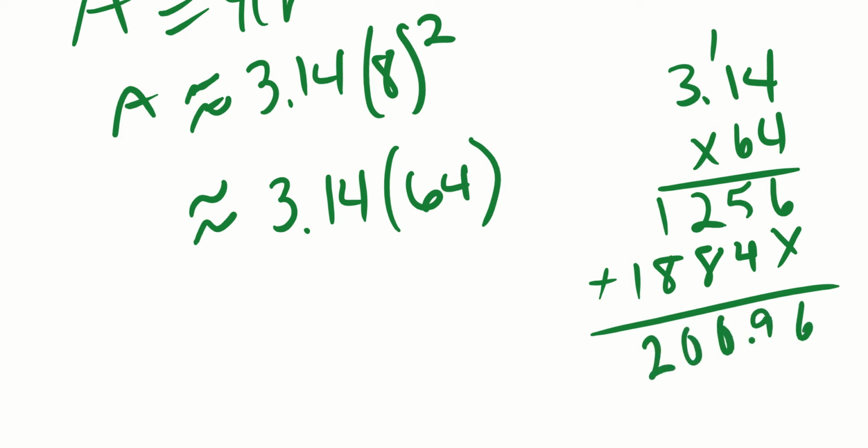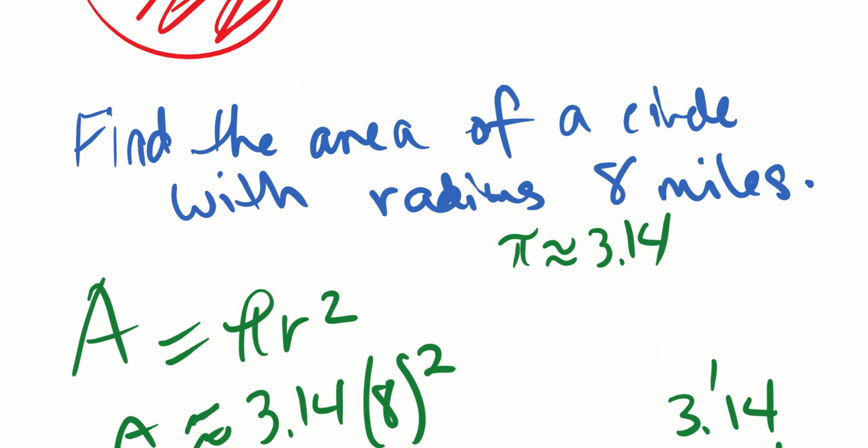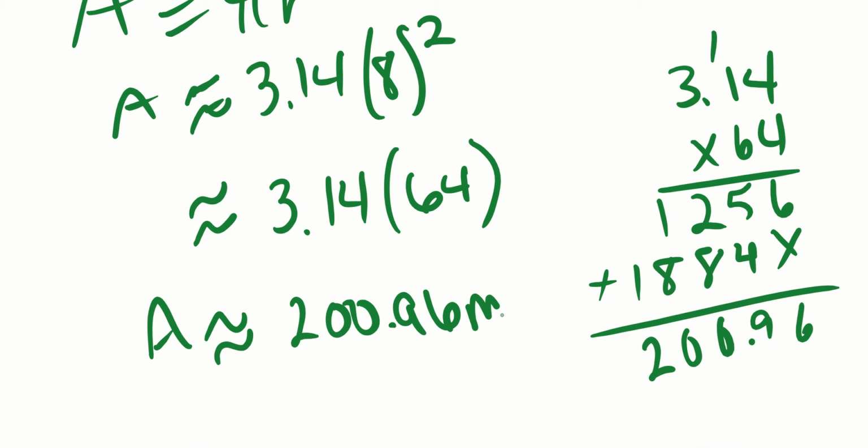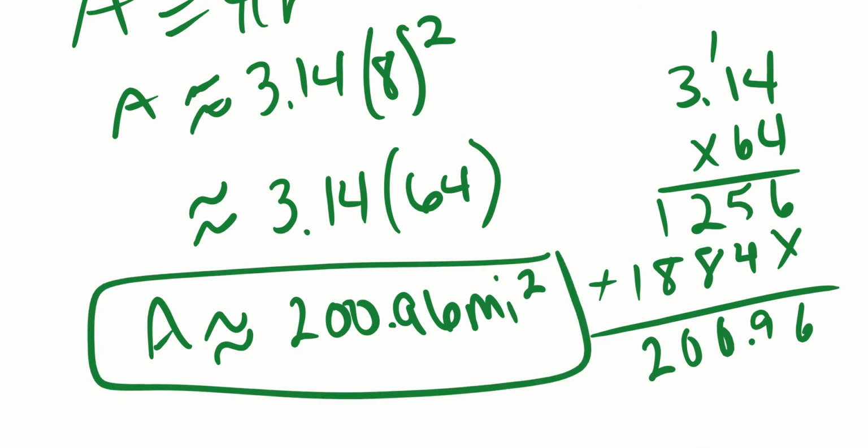and 2 decimal places, so the area is approximately 200.96. And we said these were miles. Remember, miles is, or area is always squared regardless of the shape. So we'll say miles squared.